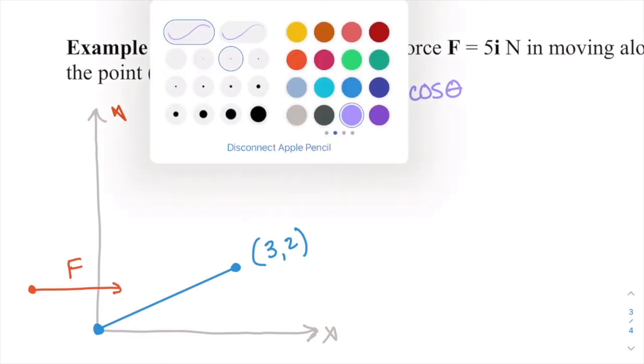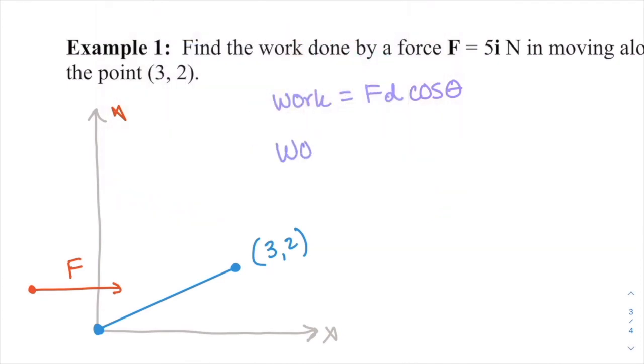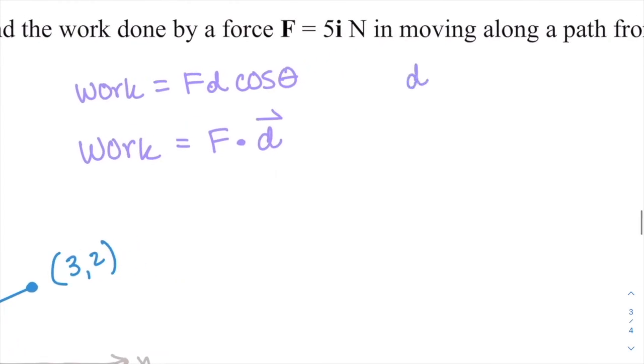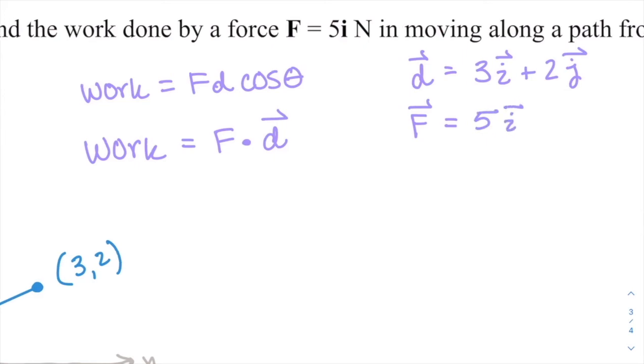So we know that work is just equal to the force dotted with a vector that's in the direction of motion. So I'll call this a vector D. To solve this problem, first I'm going to find the vector that represents D, and that's really easy. So D will just equal 3I plus 2J. And our force vector is just 5I. So now let's dot them together to get work.